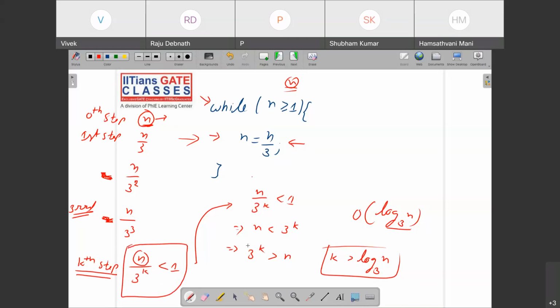Now just simply try to solve it. I did this: n upon 3 raised to power k is less than 1, so n is less than 3 raised to power k, which is the same as 3 raised to power k greater than n. Take the log on both sides, and we come to the conclusion that the value of k is actually log base 3 n. Any doubt here?